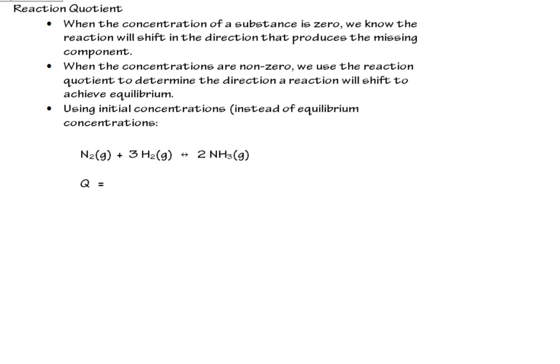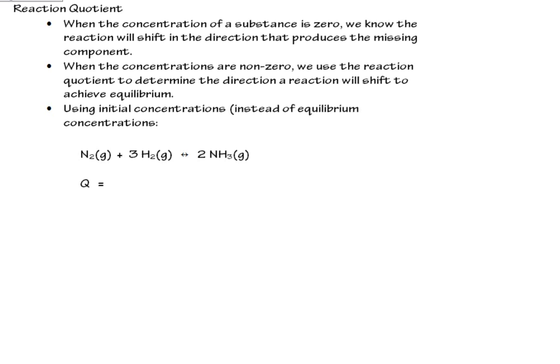In this video, we're going to look at something called the reaction quotient. The reaction quotient will let us figure out two things. Number one, are we at equilibrium with the conditions given? Yes or no? And number two, if we're not at equilibrium, in what direction do we need to shift to produce a system at equilibrium?